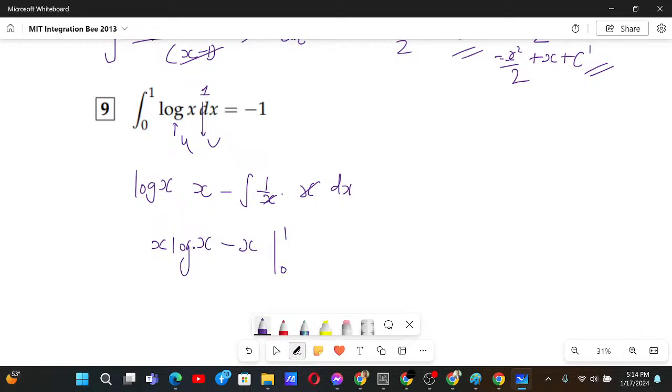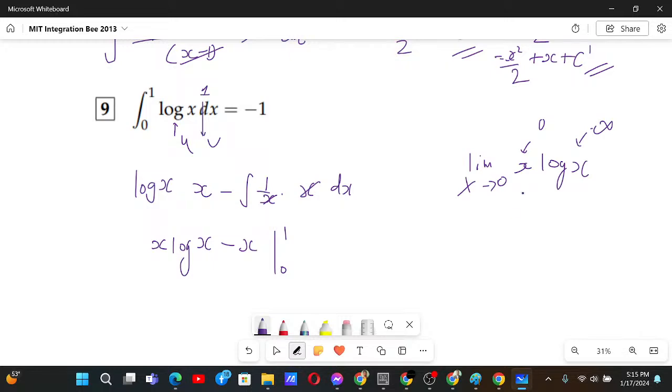So this is x log x. So now we need to find out limit x tends to 1 for x log x. It's easy. We don't need to find out the limit. I thought if it was limit x tends to 0 for x log x, then we need to find out the limit. Why? Because this goes to 0, this goes to minus infinity. So it's kind of indeterminate form.